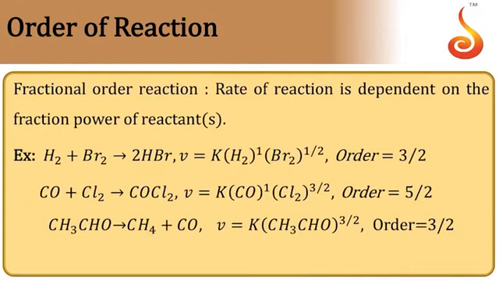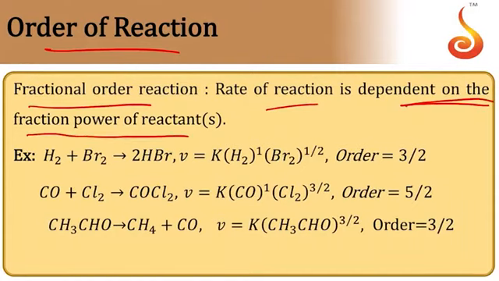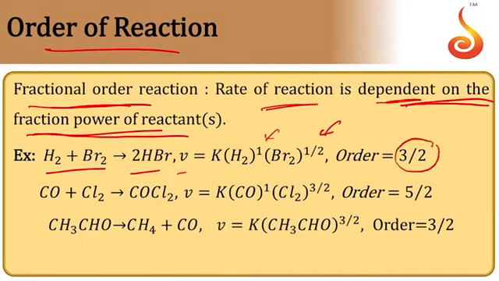Then when you go to the fractional order reactions, the rate of reaction depends on the fractional power of the reactants. So for example, H2 and Br2 giving rise to 2HBr, the rate law is given as H2 to the power of 1 and Br2 to the power of half. The sum of these two powers is 3 by 2. So for this reaction we say that the order of reaction is equal to 3 by 2, because the sum is 1 plus half.